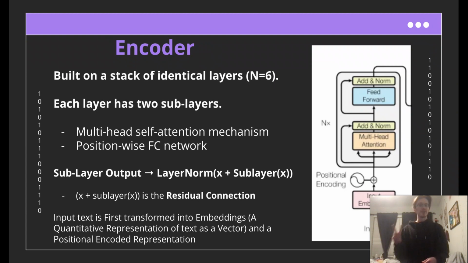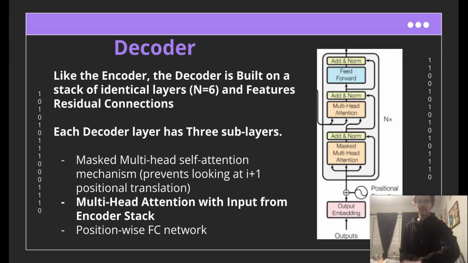The encoder is made of identical layers, N equals 6 in the paper, and each has two sublayers: a multi-head self-attention layer, feeding into a normalization, and then a position-wise fully connected network. There are residual connections from before the multi-head attention to the norm, and from before the feed forward to the norm. The decoder is structured very similarly to the encoder, except its multi-head attention takes as input the output of the encoder stack after all the sublayers have been processed.